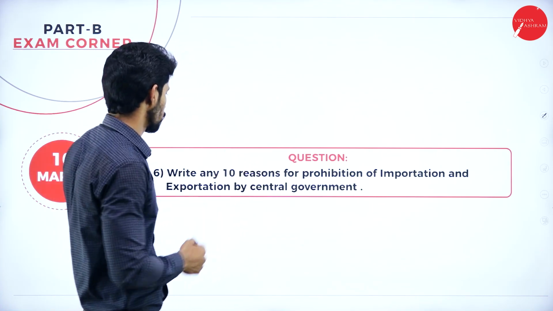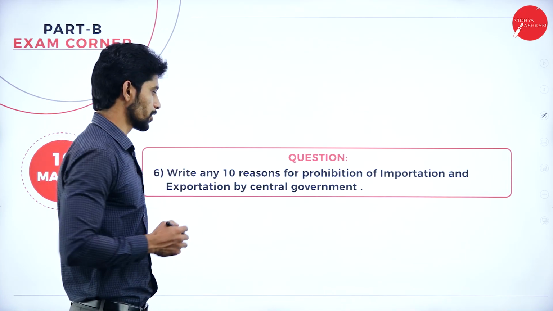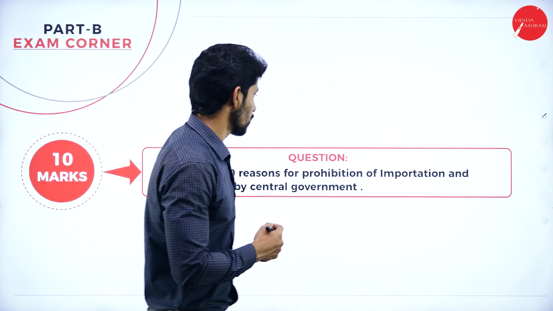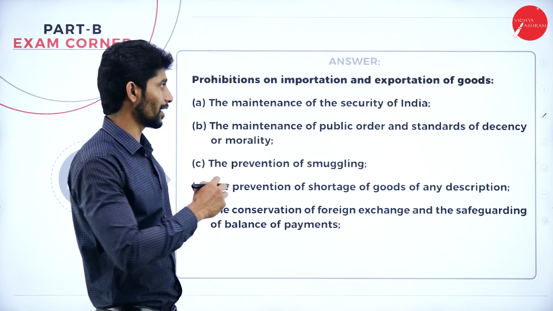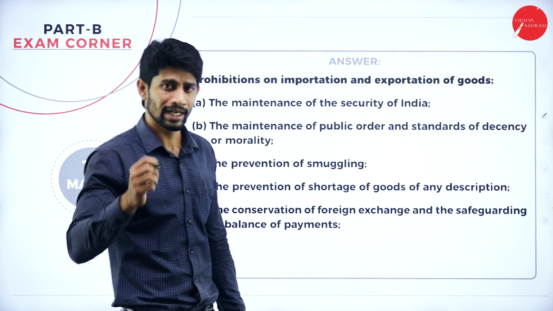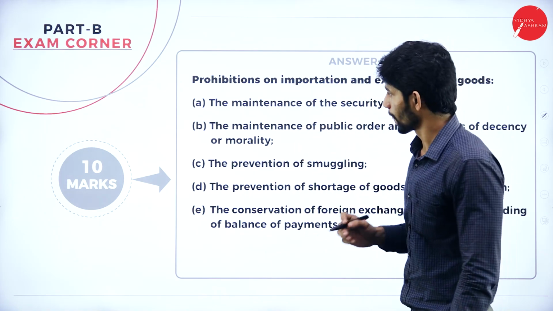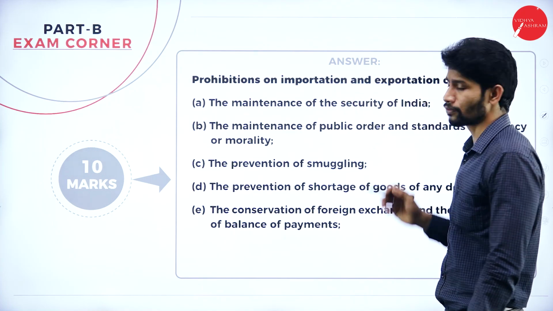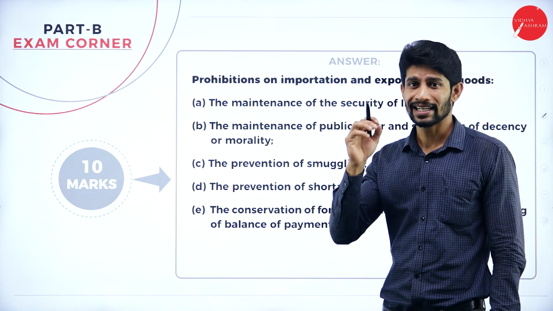So moving on to the next question. Write any 10 reasons for prohibition of importation and exportation by the central government. Every time they ask this question, and this time also they will compulsorily ask it for 10 marks. The answer is prohibition on importation and exportation of goods. So why do they prohibit? What are the reasons? You have to write any 10 reasons.